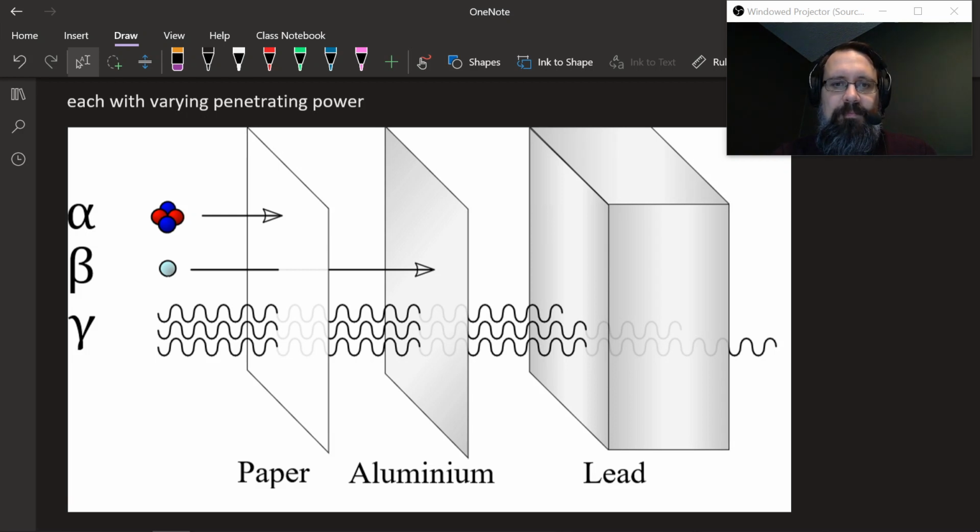Why does this happen? Why are gamma rays stronger? Is it that they're higher frequency or higher energy? Well, it's what they're made of. Gamma rays are made of photons, and photons are particles of light. They interact with electromagnetic fields, but when they're really high energy, they can just punch through anything.